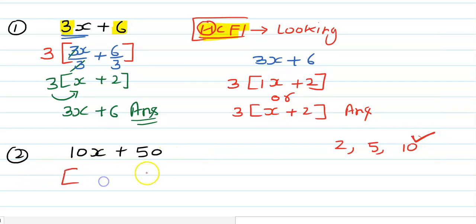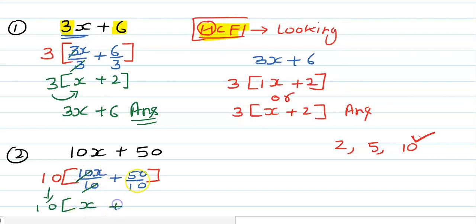First of all, write down a bracket here, and this 10 is coming out, so write down 10 here. If 10 is out, it means this first term 10x should be divided by 10, and then this 50 also divided by 10. Here 10 is outside. This 10 and 10 are cancelled out, so we are left with x, and 50 divided by 10 is 5, so x plus 5.